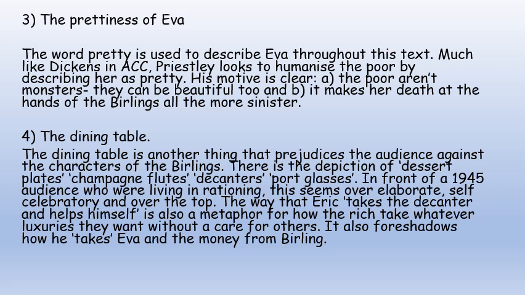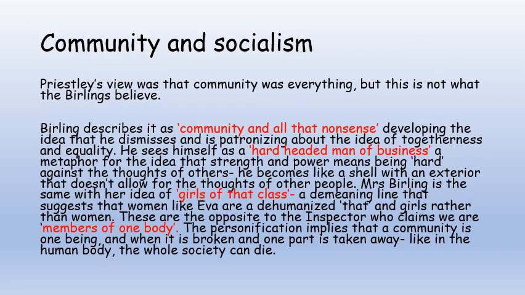That dining table at the beginning is a really important symbol. It prejudices the audience against the characters of the Birlings. Okay, there are descriptions of dessert plates, champagne flutes, decanters, port glasses. This is in front of a 1945 audience who are living with rationing. These Birlings seem over elaborate, self-celebratory, over the top. The way that Eric takes the decanter and helps himself is a metaphor of how the rich take whatever luxuries they want without a care for others or without even asking. It foreshadows how he takes Eva and how he then takes money from Birling.